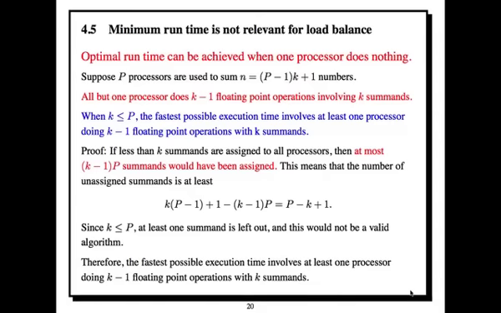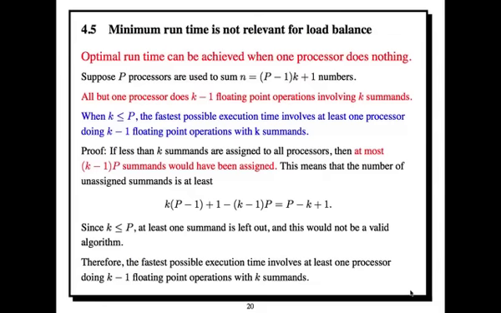I claim when k is less than or equal to p, the fastest possible execution time involves at least one processor doing k minus 1 floating point operations. Since here all but one processor does k minus 1 floating point operations, under this restriction at least one processor will do that many, and so the algorithm in red is optimal. And in this case, one processor does nothing. So that's supporting my first assumption.